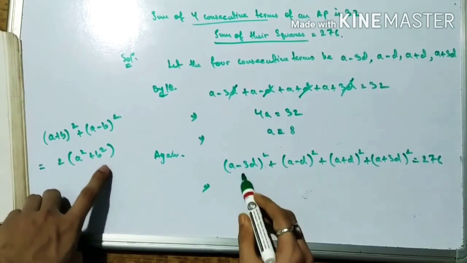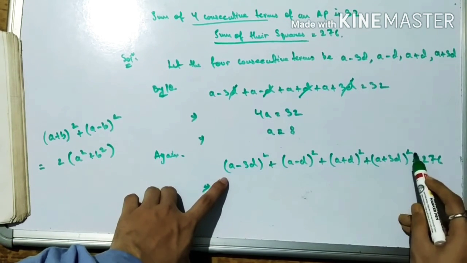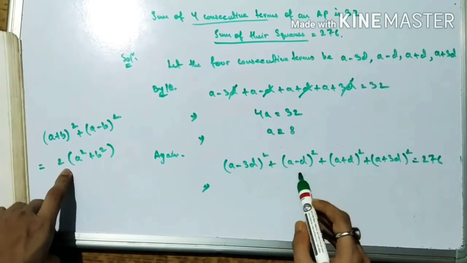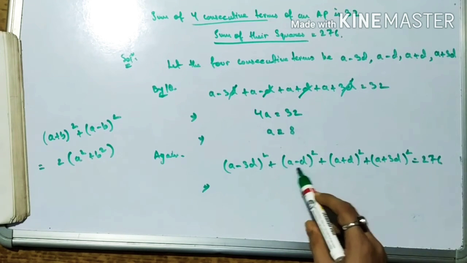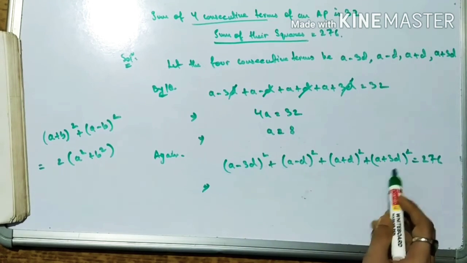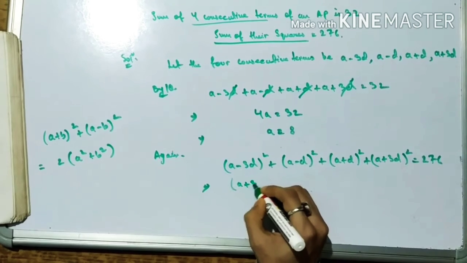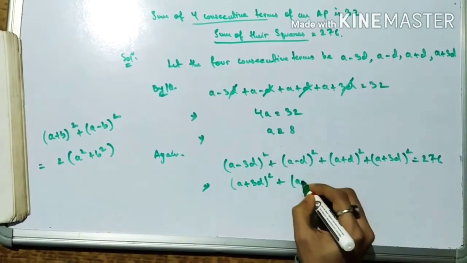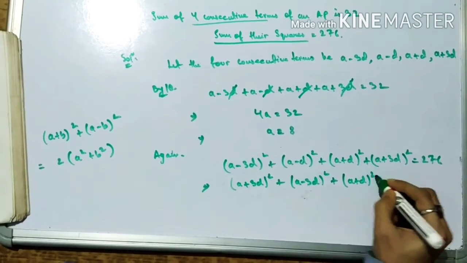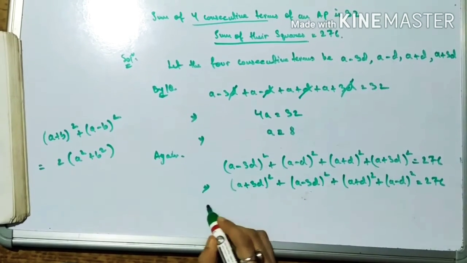Here, consider this as b. I can write a plus 3d the whole square plus a minus 3d the whole square, plus a plus d the whole square plus a minus d the whole square, is equal to 276.